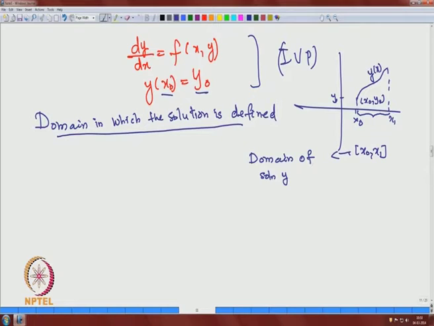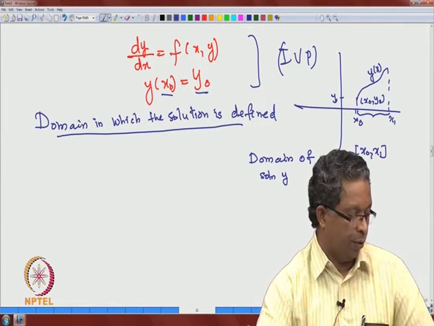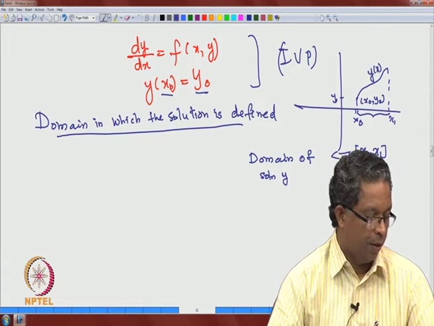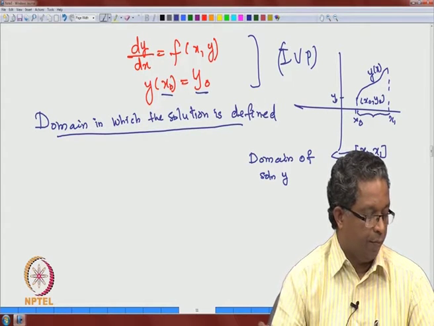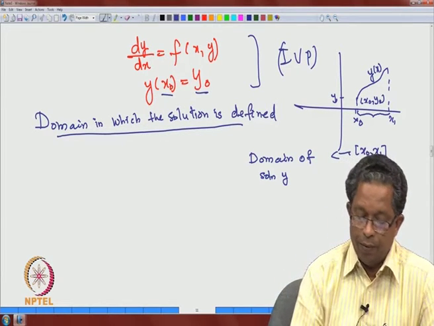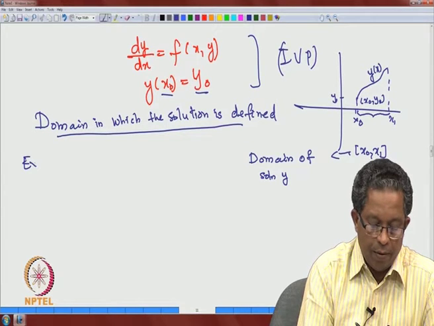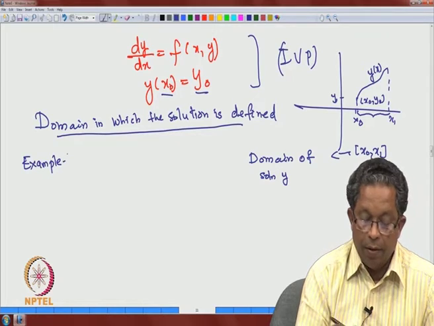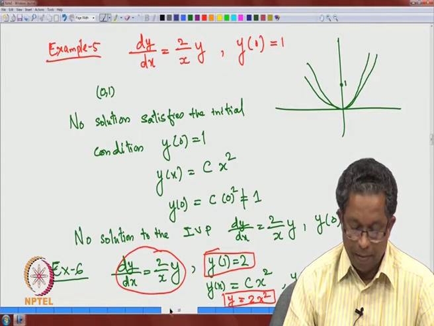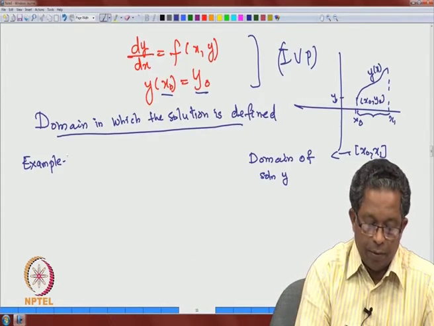And it can happen that the solution is defined on the entire x axis, and in some problems it is defined only on some small interval or only on some particular bounded set in the x axis. So, for that also we look into some examples. So, example 7.